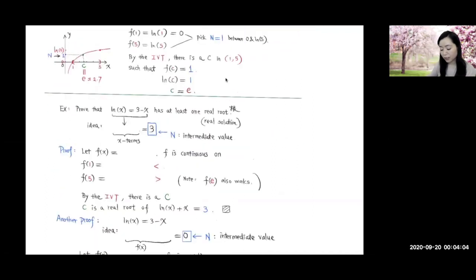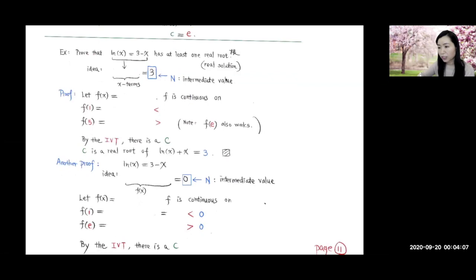Now we're going to use this to prove this equation has at least one real root. Now what does root here mean? Think about it as solution. Okay, so that means it has at least one real solution. Now the idea over here is we have to make an intermediate value. So I'm going to move all the x terms to one side and leave this number 3 on the other side as that intermediate value. And we're going to let f of x be Ln of x plus x.